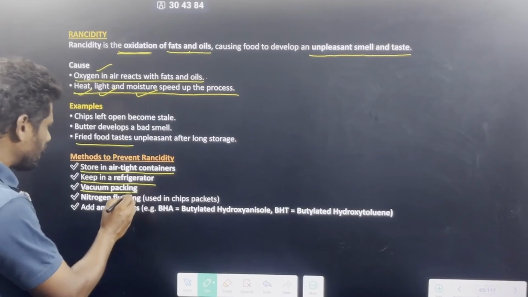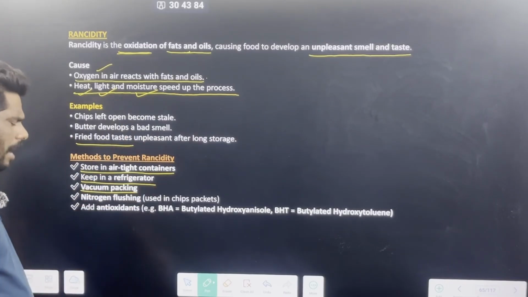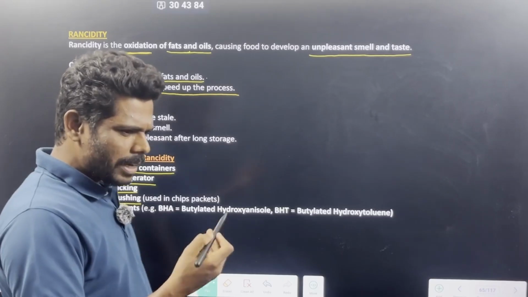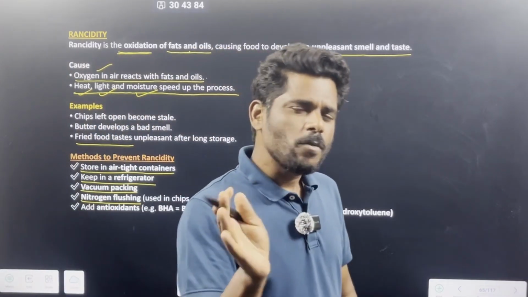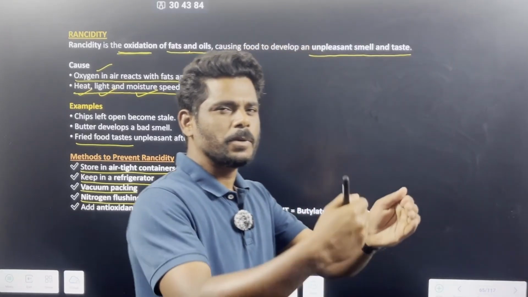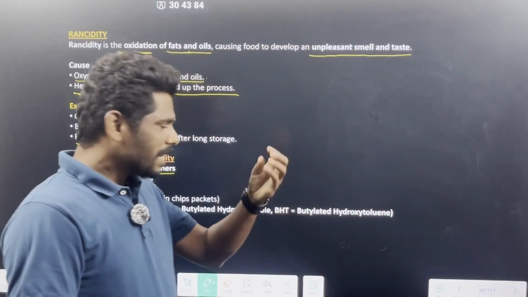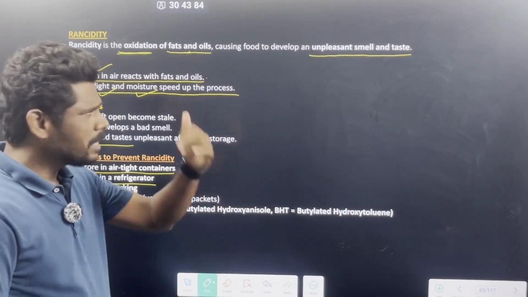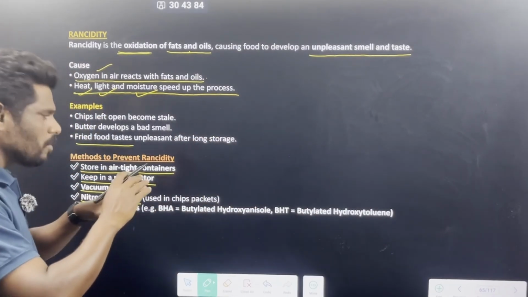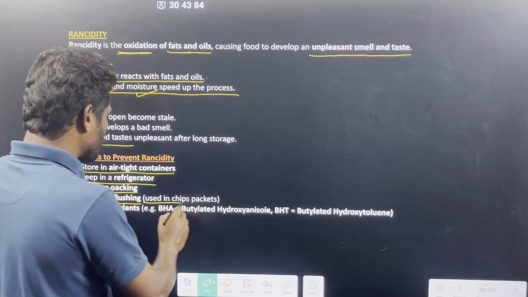Vacuum pumping, definitely, which evacuates the air, I mean oxygen. Nitrogen flushing: if we use nitrogen, that evacuates the oxygen gas. By removing the oxygen, if you fill the food packets, especially chips packets, with nitrogen gas, nitrogen cannot react with these oils and fats, so no reaction happens there. The chips will be fresh inside the packet.